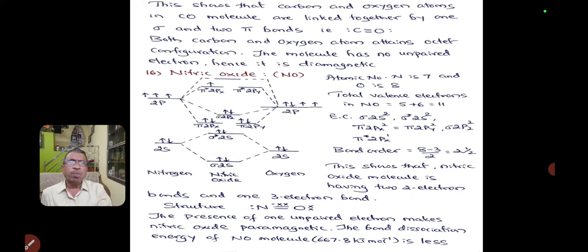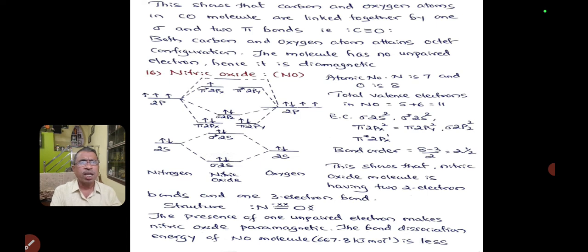Coming to another molecule, that is nitric oxide. The atomic number of nitrogen is 7 and oxygen is 8. So the total valence electrons in nitric oxide is 5 plus 6 equals 11 electrons, and the molecular electronic configuration of nitric oxide is sigma 2s2, sigma star 2s2, pi 2px2 equals pi 2py2, sigma 2pz2, and pi star 2px1. The bond order becomes 8 minus 3 divided by 2, which is 2.5.